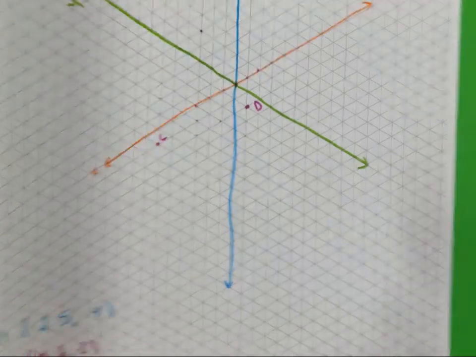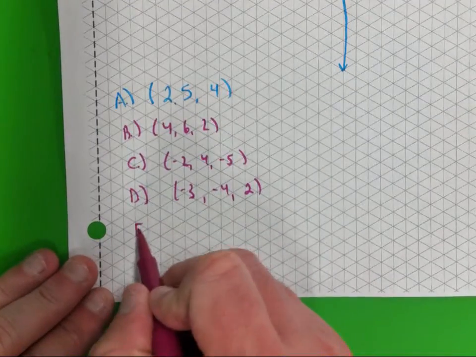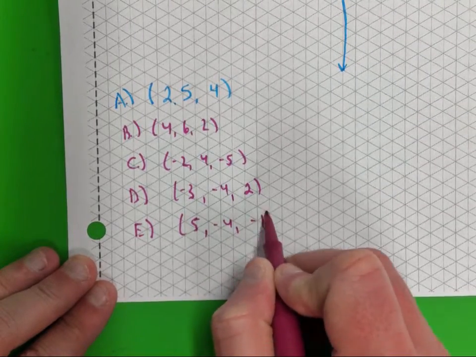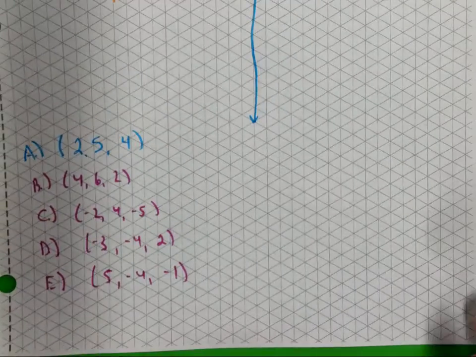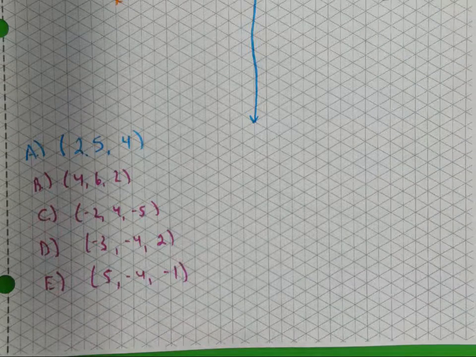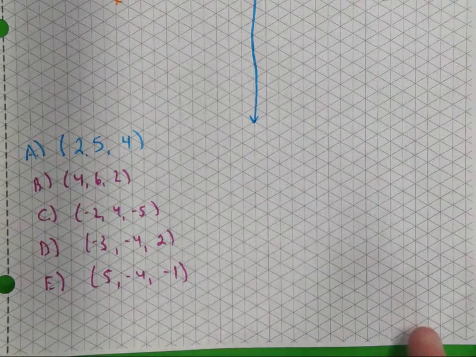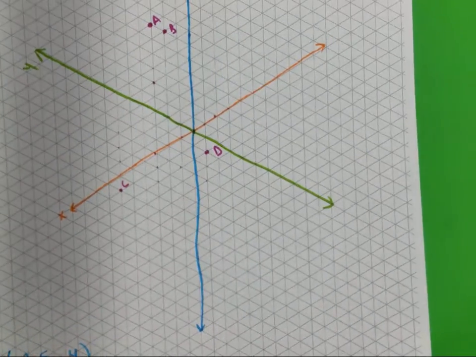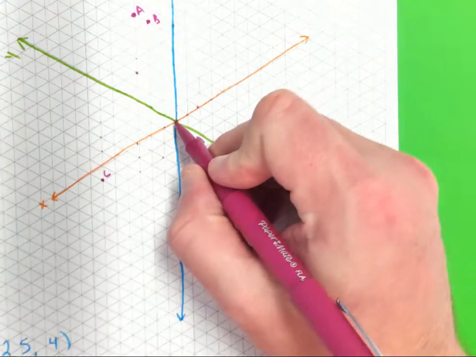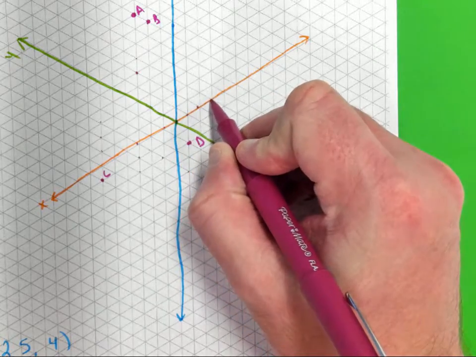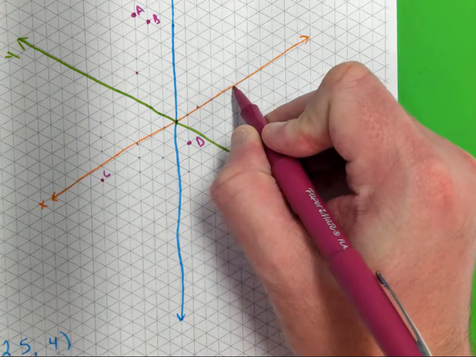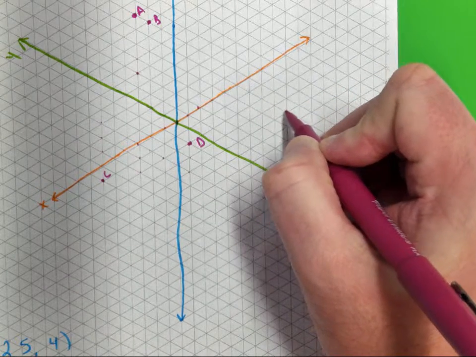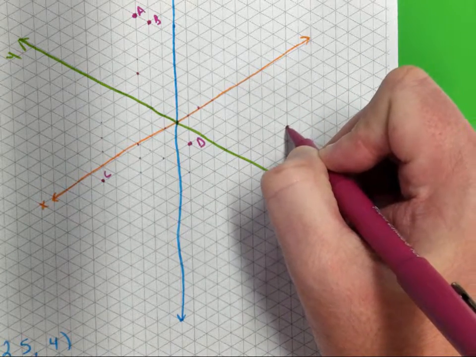Let's do one more. E. 5, -4, -1. Start at my origin, go right 1, 2, 3, 4, 5. 1, 2, 3, 4. Down 1.